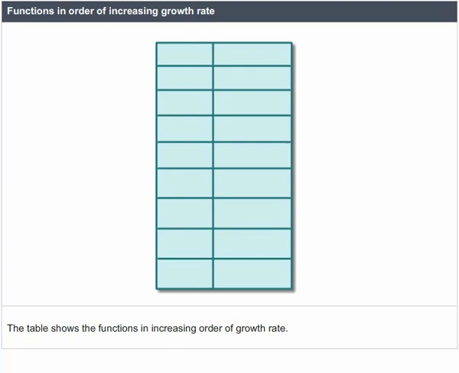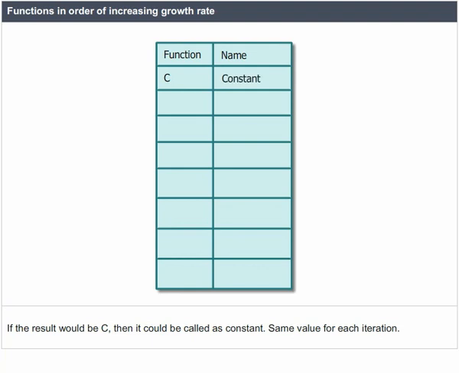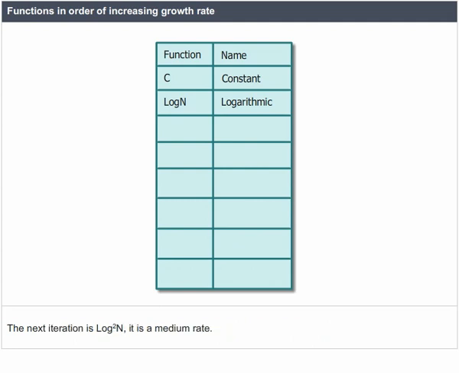Functions in order of increasing growth rate. The table shows the functions in increasing order of growth rate. If the result would be c, then it would be called constant, the same value for each iteration. The next rate is log n, where n is the number of steps followed by the algorithm. The next is log squared n.